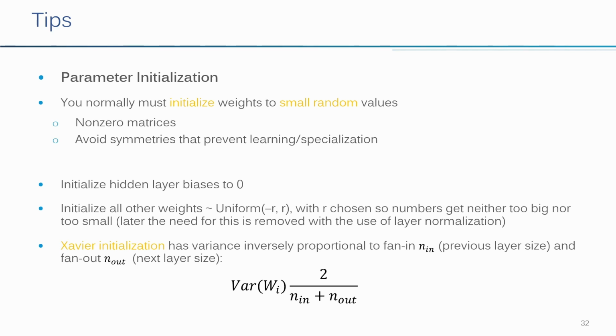Parameter initialization. Normally, we'll initialize our weights to some small random value. We will avoid a zero matrix simply because we don't want symmetry. We don't want our neural network to memorize everything, and avoiding creating a zero matrix avoids our neural network pretty much memorizing everything.